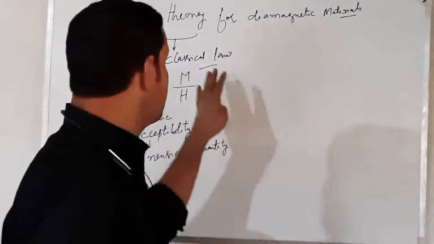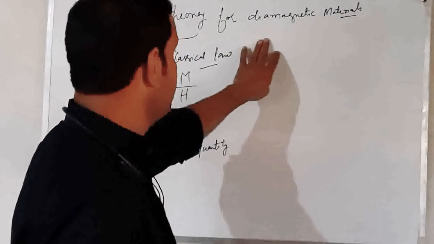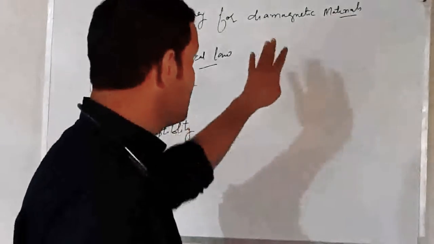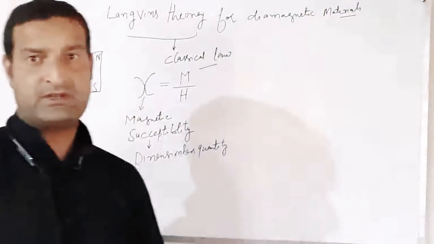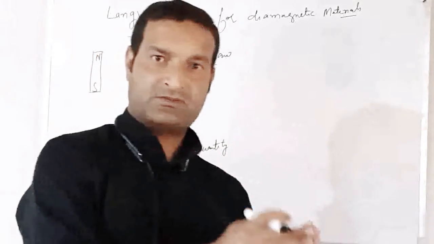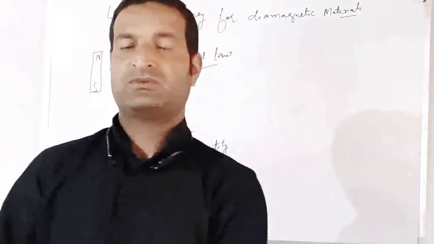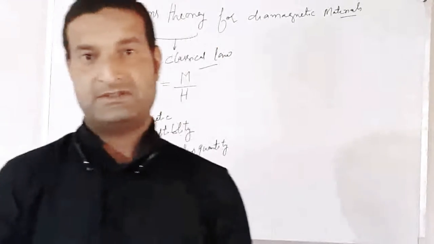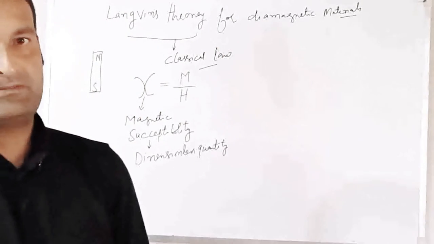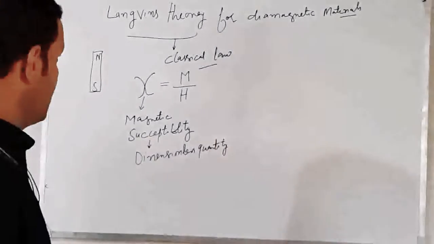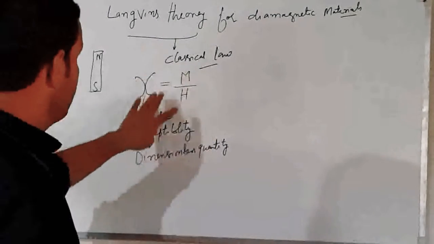But here you see the diamagnetic materials, because diamagnetic materials are those materials which tend to move from a strong magnetic field to a weak magnetic field, because they are repelled in a magnetic field. So this is based on the classical law.